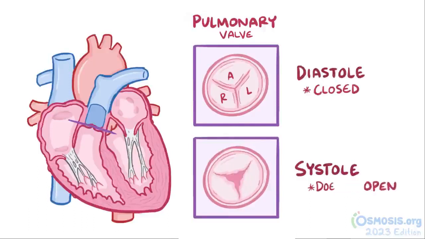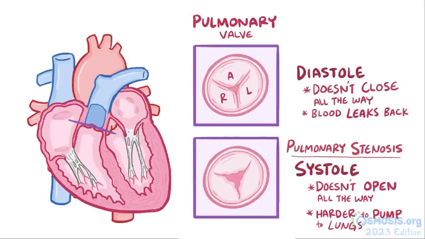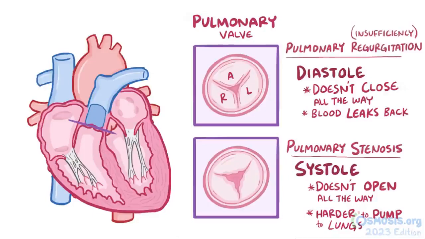If the pulmonary valve doesn't open all the way, it gets harder to pump out to the lungs, and this is called pulmonary stenosis. If it doesn't close all the way, then blood leaks back into the right ventricle, and this is called pulmonary valve regurgitation, or pulmonary insufficiency.